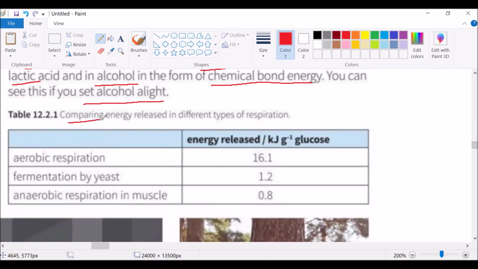The table compares energy released in different types of respiration. In aerobic respiration, 1 gram of glucose releases 16.1 kilojoules of energy. Fermentation by yeast, which is anaerobic, releases 1.2 kilojoules of energy in 1 gram of glucose. Anaerobic respiration in muscle tissue releases 0.8 kilojoules of energy for every gram of glucose.